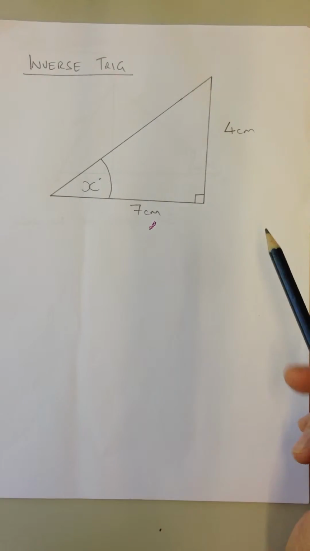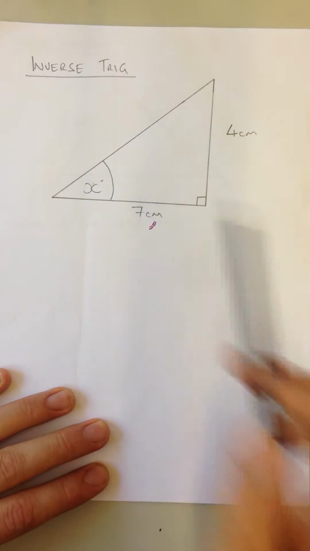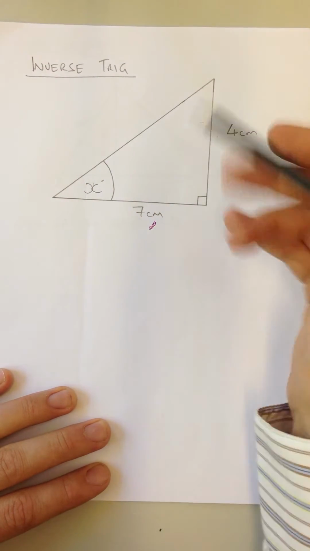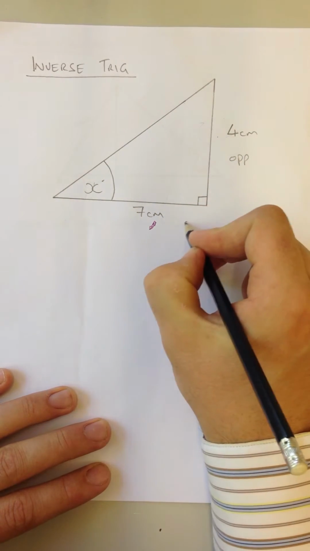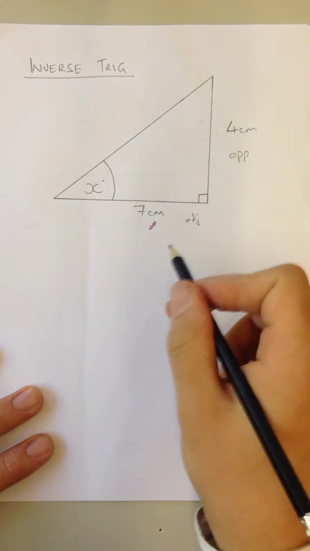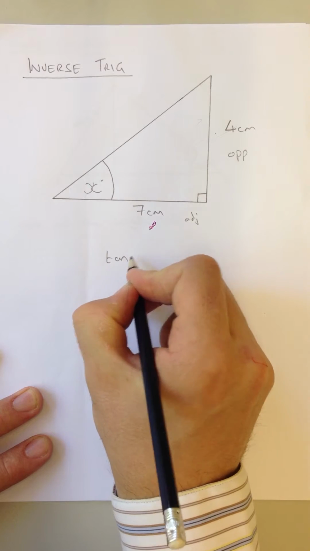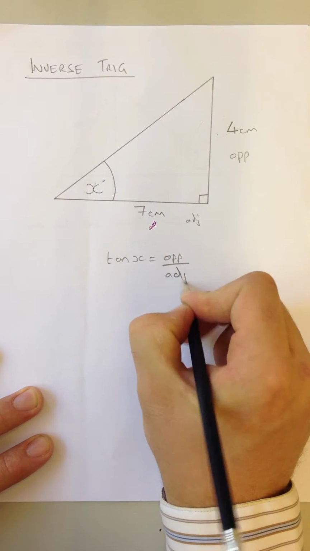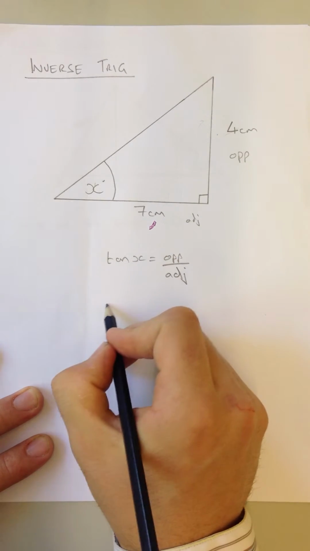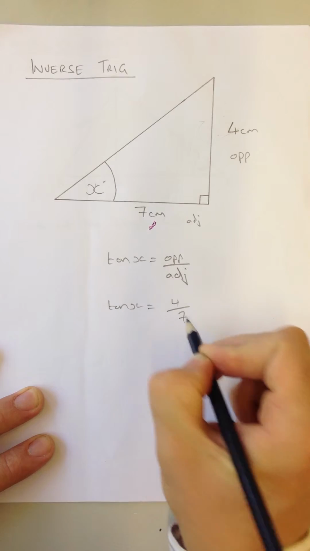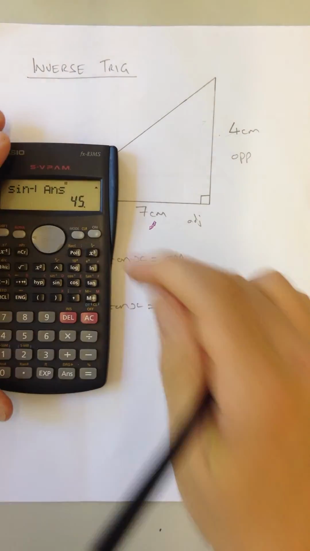Here's an example of this one. Again, we've got 3 pieces of information. We've got the angle, the opposite side, write that on, and the adjacent. We need to think of which rule we're going to use then. Well, opposite and adjacent I know is tan. So tan x equals opposite over adjacent. Fill in the values I know. Tan x equals 4 over 7. And we can work that out.